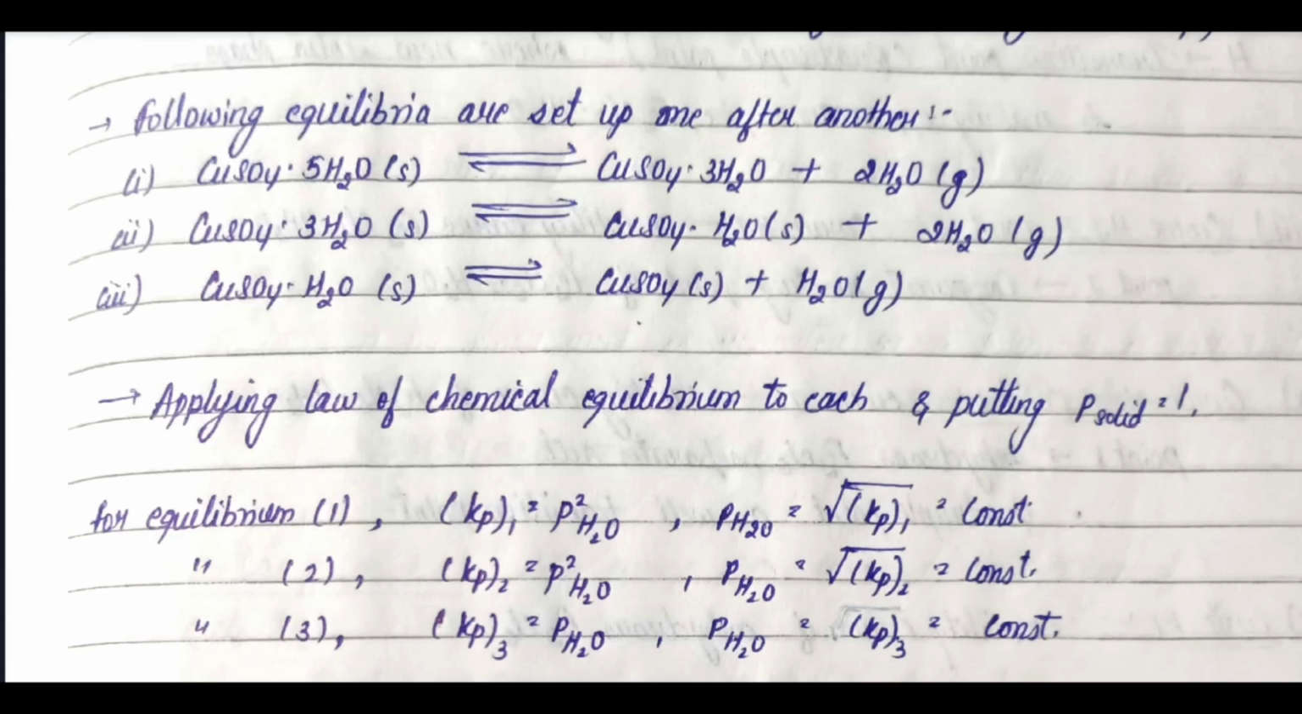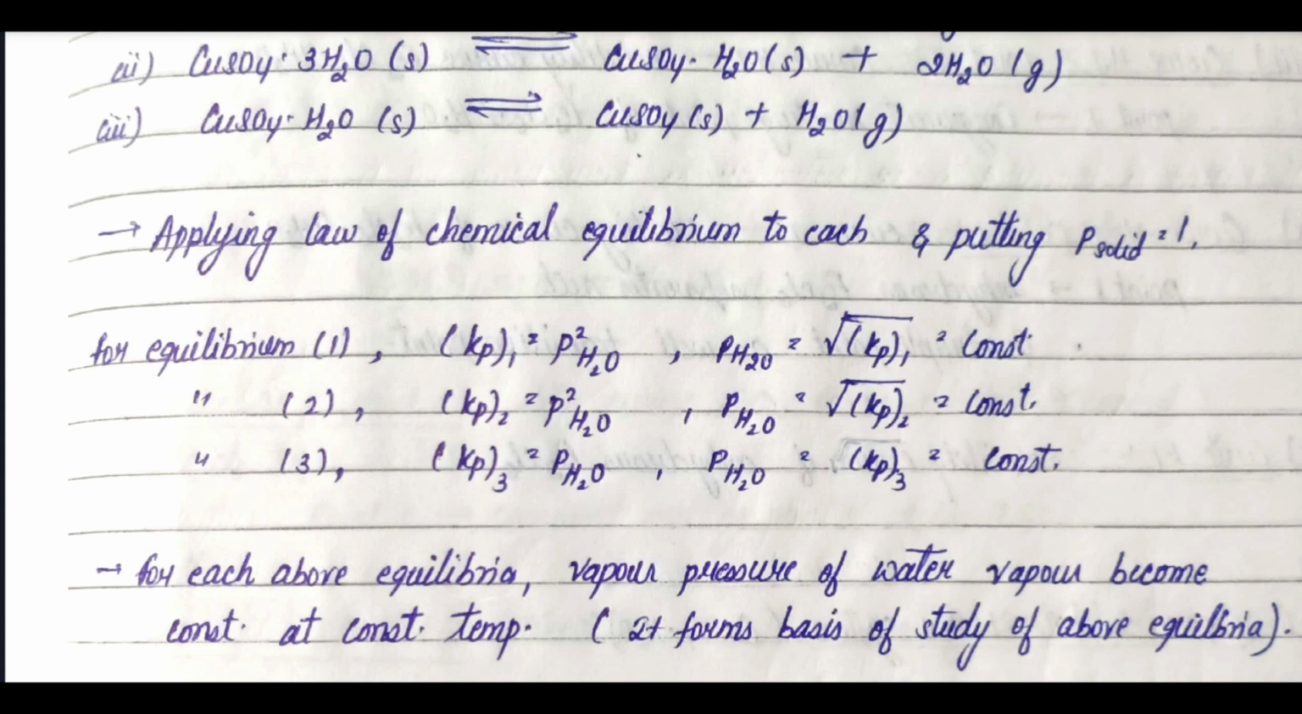Second, CuSO4.3H2O gives out CuSO4.H2O plus 2 water. Third, CuSO4.H2O gives out CuSO4 plus water. Applying law of chemical equilibria to each and putting P solid equal to 1. For equilibrium 1, Kp1 equal to P square water, and P water is equal to under root Kp1, which is constant.